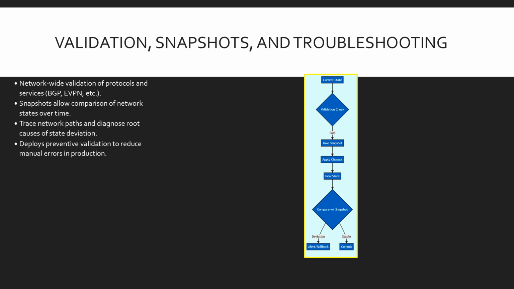This workflow shows the validation and snapshot process. We start with the current state and run a validation check. If it passes, we take a snapshot to preserve that known good state. We then apply changes to the network, resulting in a new state. We immediately compare this with the snapshot. If there is a deviation or error, we alert or roll back. If the state is stable and valid, we commit the changes.